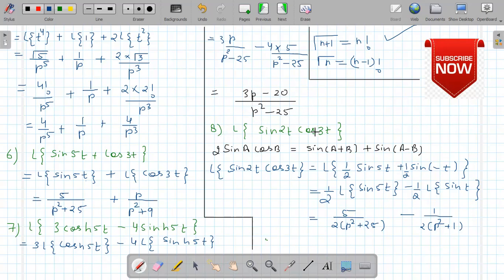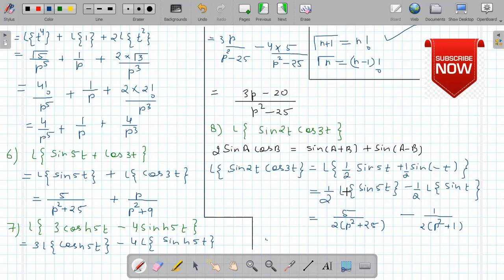The next one is Laplace transform of sine 2t cos 3t. This is also the product of two functions. You have to separate these two functions by the formula of 2 sine a cos b. So we separate these two functions by this formula. Separating these two functions, we have one function is sine 5t, another function is sine t.